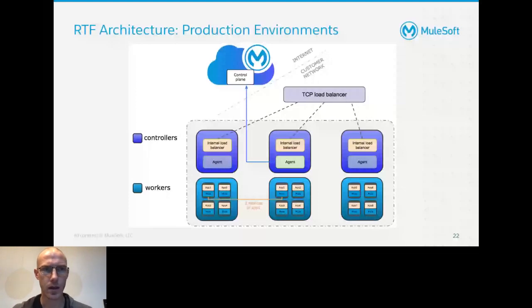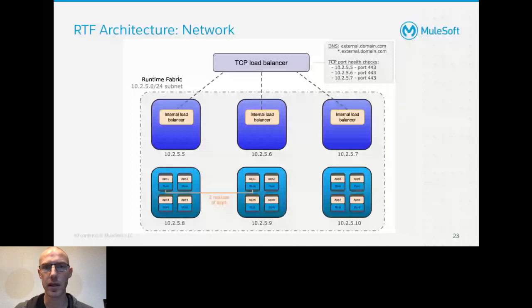So here's the network architecture. This shows, again, the external customer-provisioned TCP load balancer used to load balance requests across the internal load balancers running on the controllers. Now, when you do enable those internal load balancers, there are two modes in which they can operate. They can either operate in shared mode, which is the default setting. In this mode, the internal load balancer runs on all controller nodes with sufficient CPU and memory.